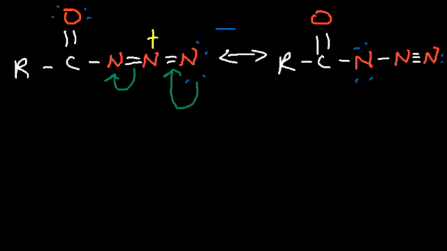Now this nitrogen has a negative charge, and that negative charge is stabilized by the oxygen atom as well as this particular nitrogen atom. So the negative charge is shared between the oxygen and these 2 nitrogen atoms. So now we're going to draw the next resonance structure. So what we're going to do is take a lone pair from this nitrogen, form a double bond, causing this pi bond to break.